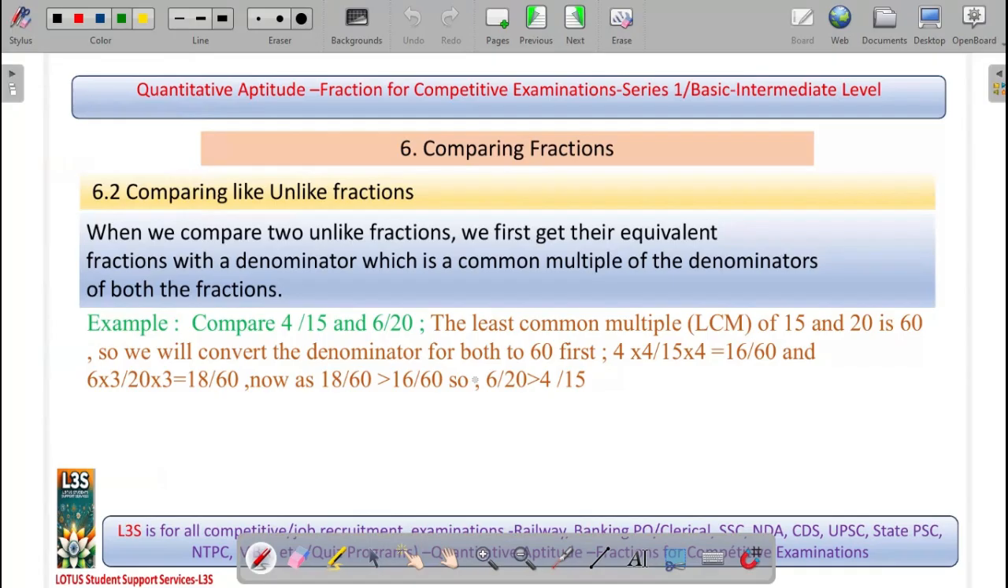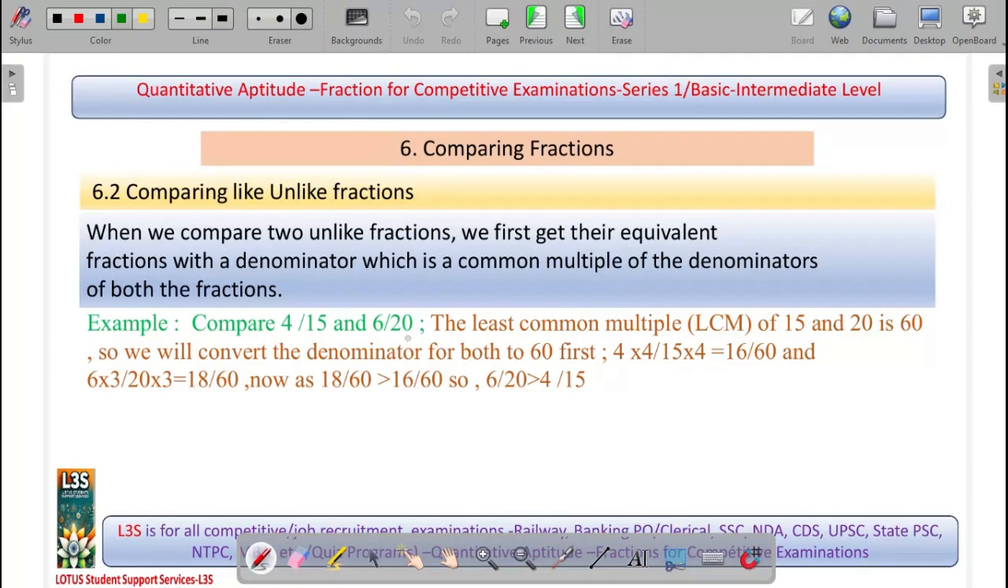Comparing unlike fractions. When we compare two unlike fractions, the denominators are different. So we first have to get their equivalent fractions with a denominator which is a common multiple of the denominators. First we have to find the LCM, the least common multiple, of the denominators of both fractions. Then we can compare them. Here is one example: 4 by 15 and 6 by 20.